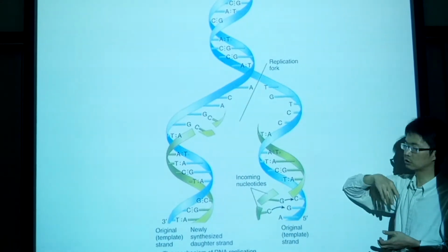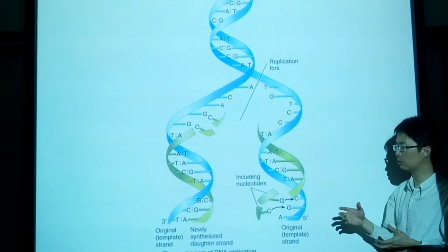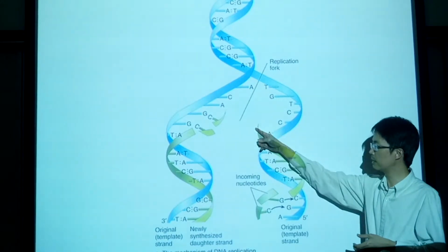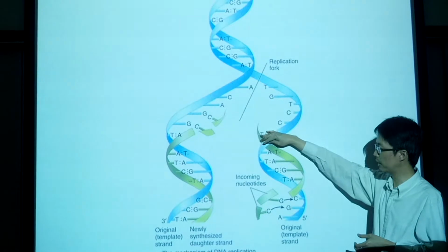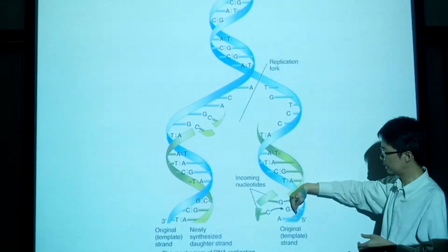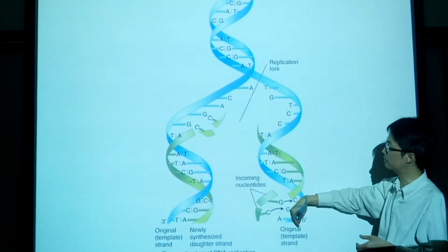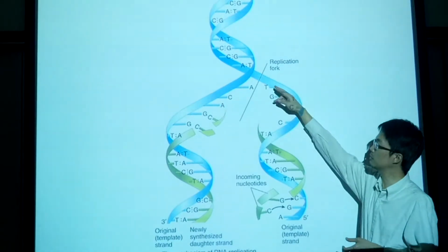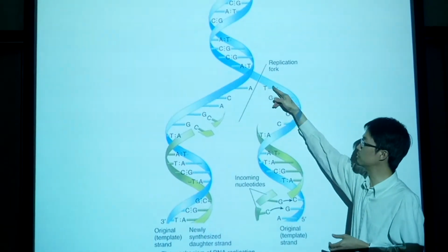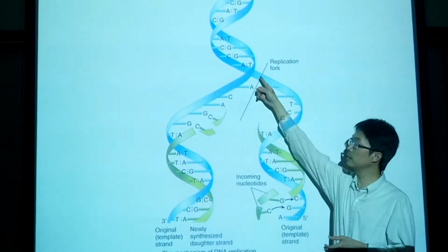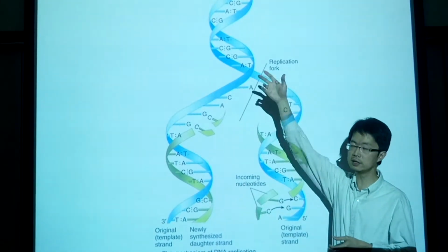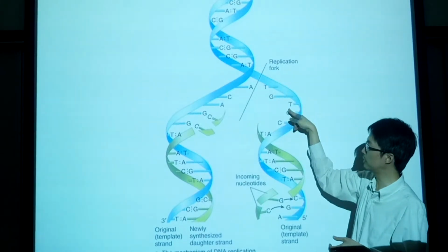In other words, the newly made daughter strand, the 5' end is here. So what happens is that it will start somewhere and then replicate. And then when it reaches the end, what will happen? It will go all the way back to here, and then continue to make. And then DNA helicase will continue to unwind while it is replicating.